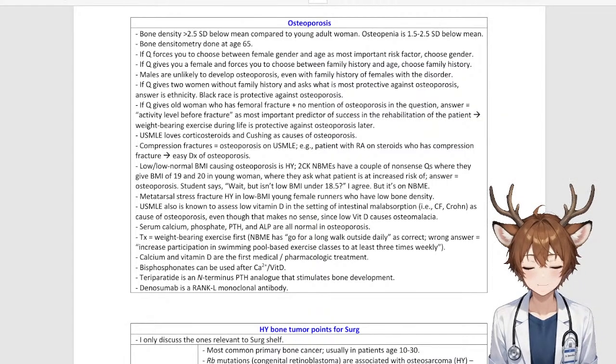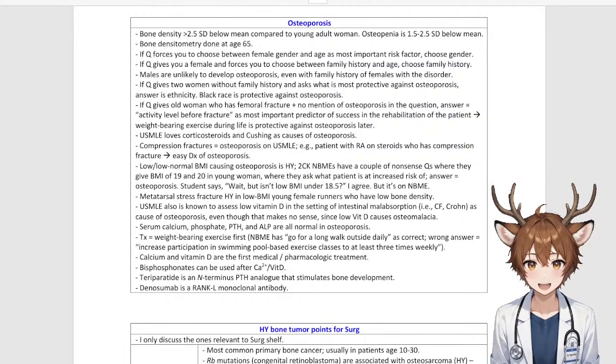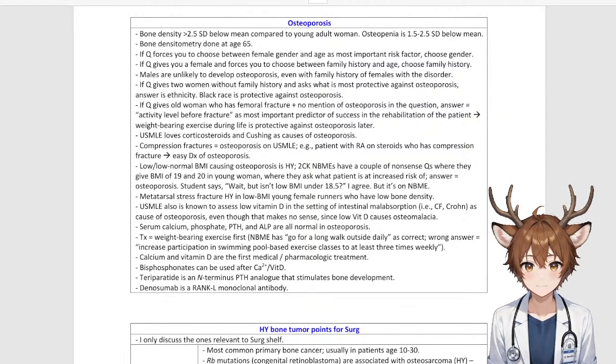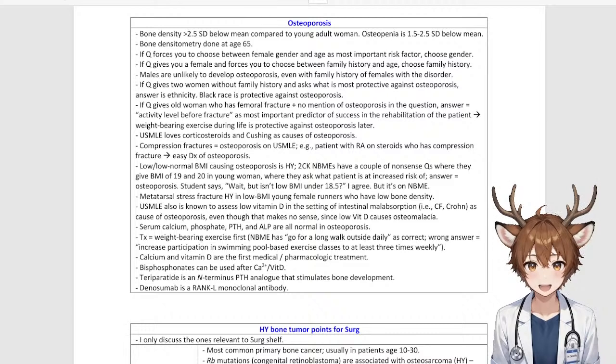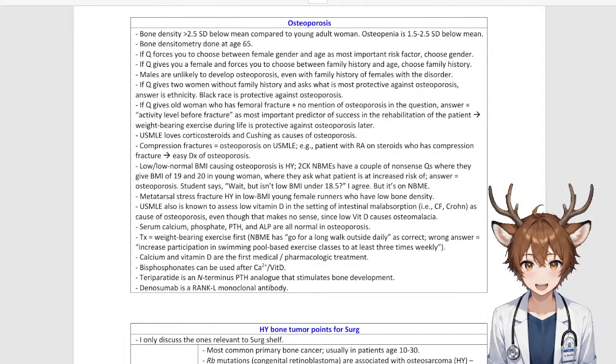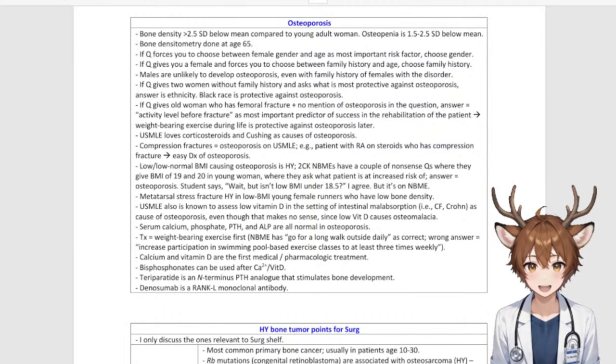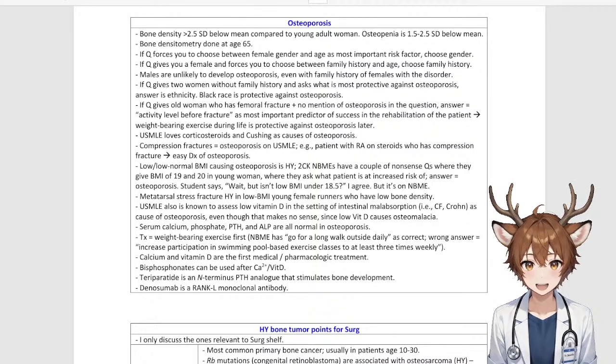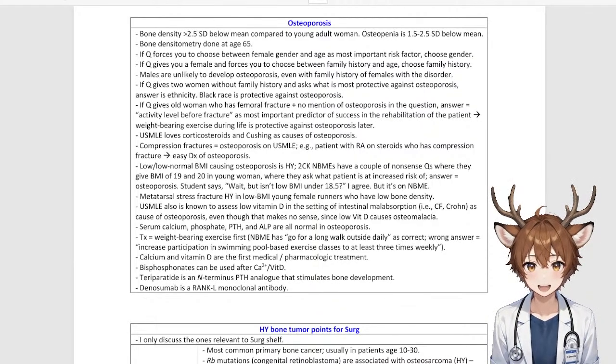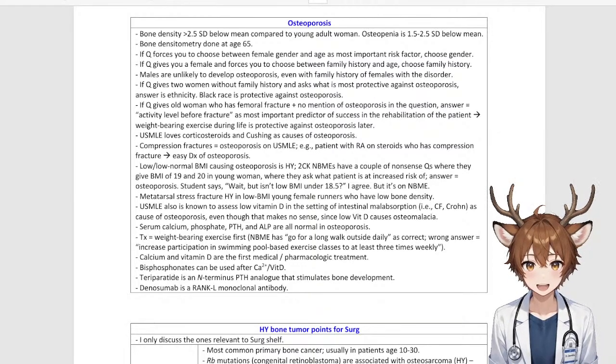USMLE is also known to assess low vitamin D in the setting of an intestinal malabsorption, i.e. CF, Crohn's disease, as a cause of osteoporosis, even though that makes no sense since low vitamin D causes osteomalacia. Okay, well, take that as you will. Serum calcium, phosphate, PTH, and ALP are normal in osteoporosis. Treatment is weight-bearing exercises first. NBME has go for a long walk outside daily as correct. Wrong answer would be increased participation in swimming pool-based exercise classes at least 3 times weekly.